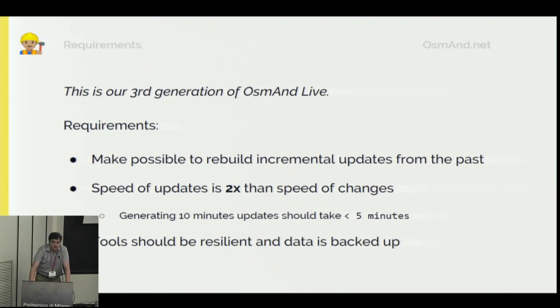And of course, tools should be resilient, and data is better to be backed up by a third party in case you end up with corrupted data, which we did this year 4 times. It is always possible to re-download it from a third party. That doesn't mean that data is not backed up. It means that data could become corrupted. That's why it's important to have resilient tools and think about it in advance.